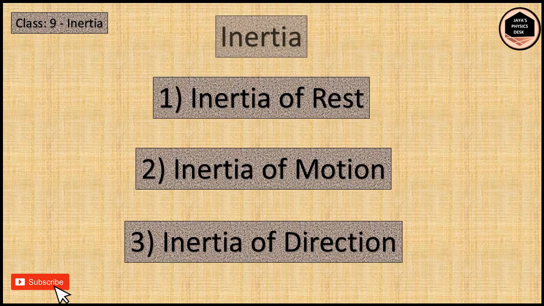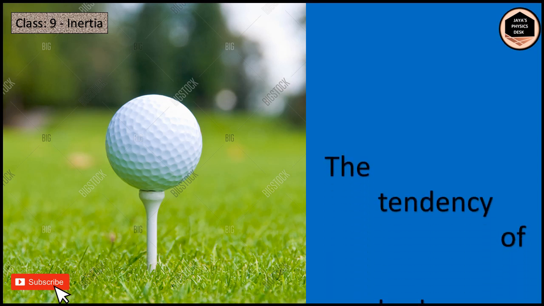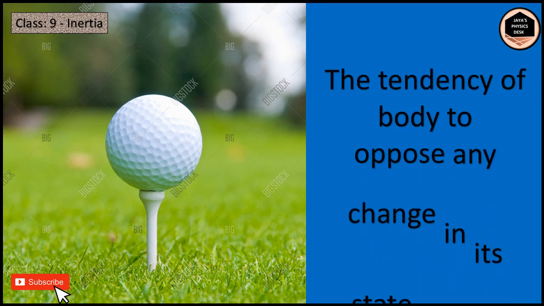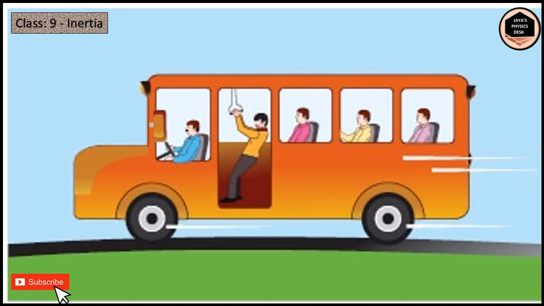Inertia is divided into three types: inertia of rest, inertia of motion, and inertia of direction. What is inertia of rest? The tendency of a body to oppose any change in its state of rest is known as inertia of rest.